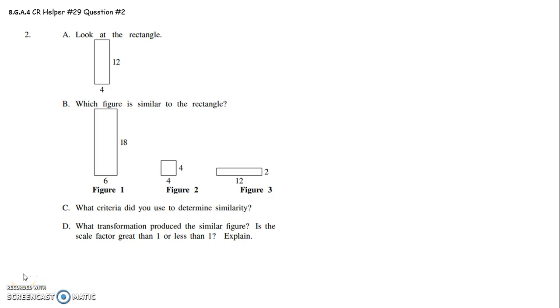Eighth graders, this is to help you with question 2 on CR 29. It says, look at the rectangle. The length is 12, the width is 4. Which figure is similar? Okay, so similar would be same shape.